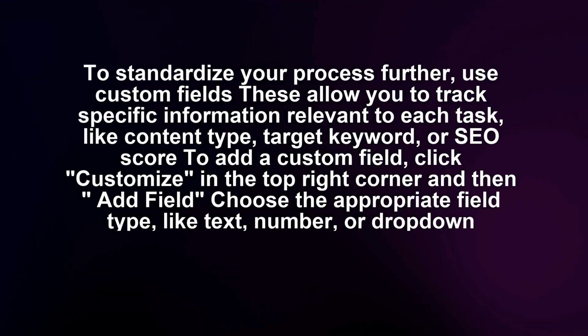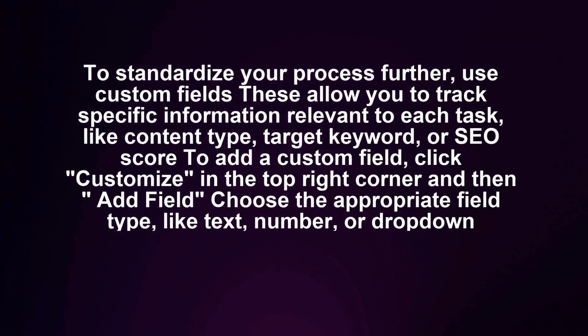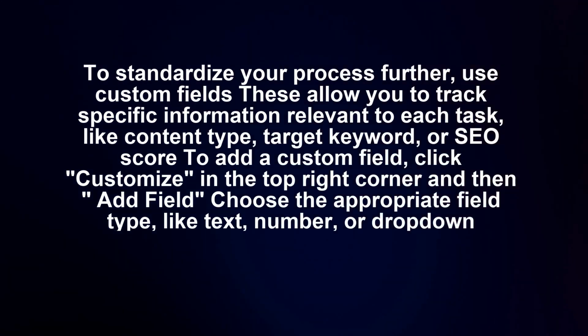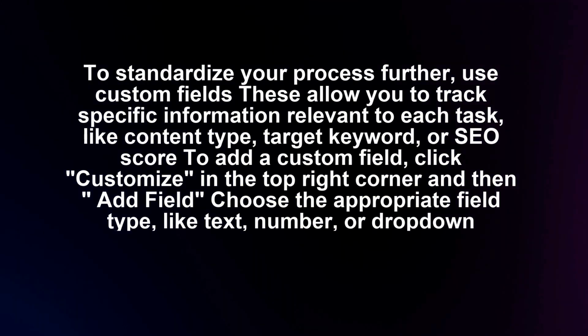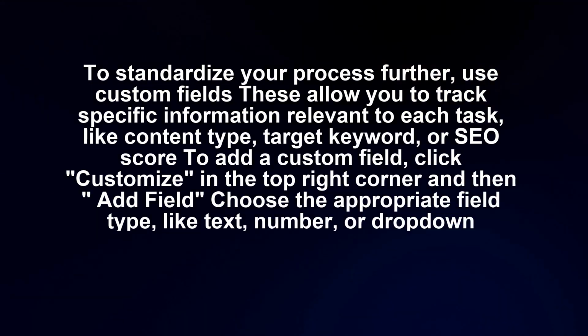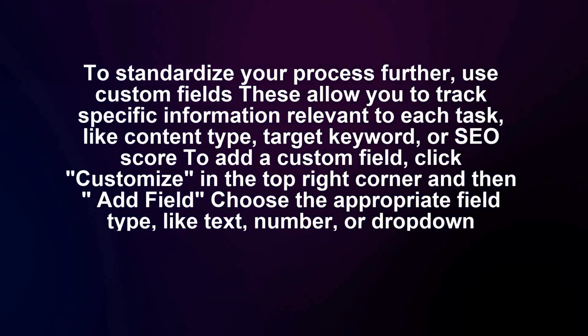To standardize your process further, use custom fields. These allow you to track specific information relevant to each task, like content type, target keyword, or SEO score. To add a custom field, click Customize in the top right corner, and then add field. Choose the appropriate field type, like text, number, or dropdown.